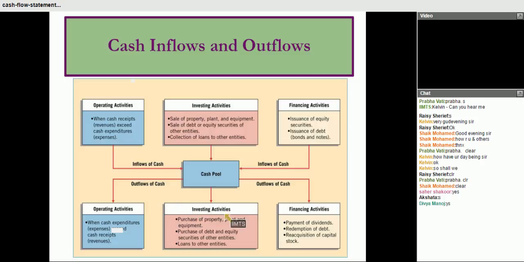Similarly, for investing activity, if we purchase any property, plant and equipment, or we purchase the debt and equity securities of other entities, or take loans from other entities, then it is known as cash outflow. Similarly, for financing activity like paying of dividends, redemption of debt, reacquisition of capital stock is outflow of cash. Clear, everyone?